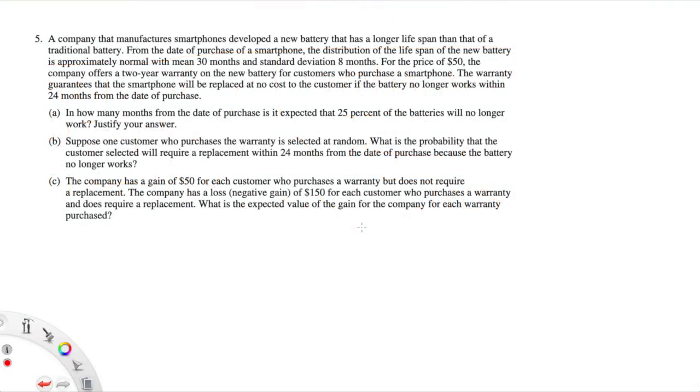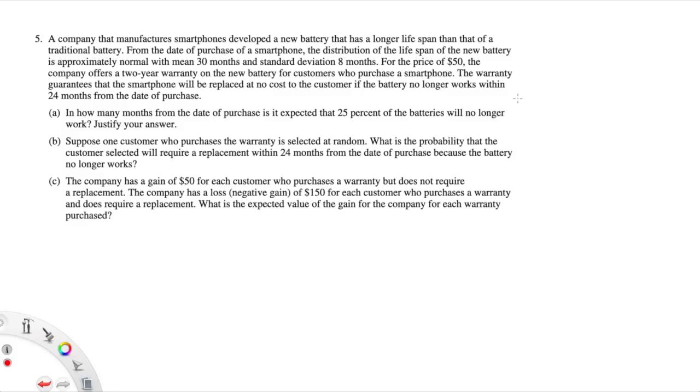All right, now in number 5, we basically have a problem with a normal distribution for the lifespan of a battery for a phone. It's approximately normal with a 30-month mean and a standard deviation of 8 months. The company offers, for $50, a 2-year warranty on the battery, replacing it within 24 months. The first question says, in how many months from the date of purchase is it expected that 25% of batteries will no longer work?